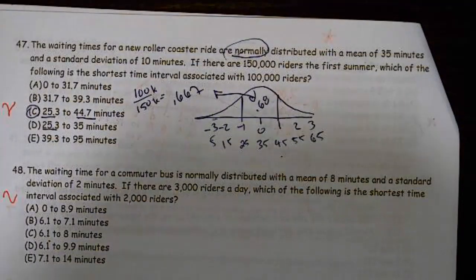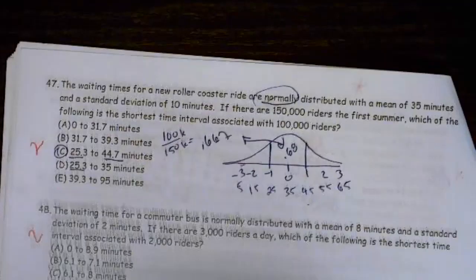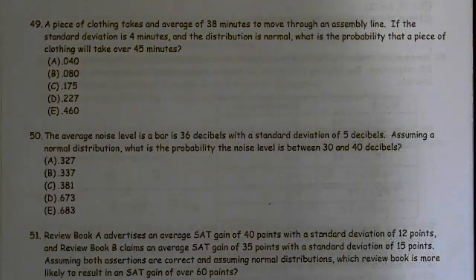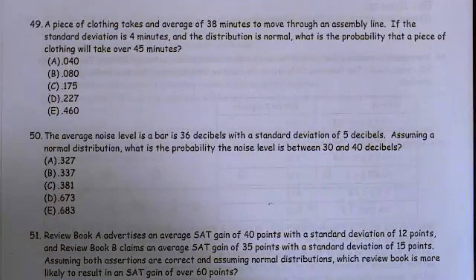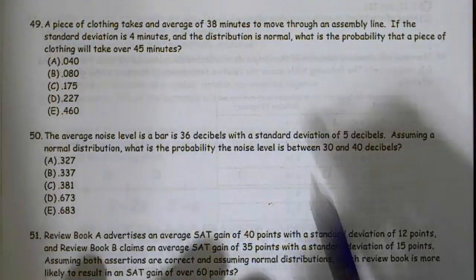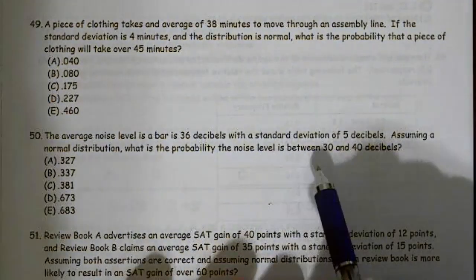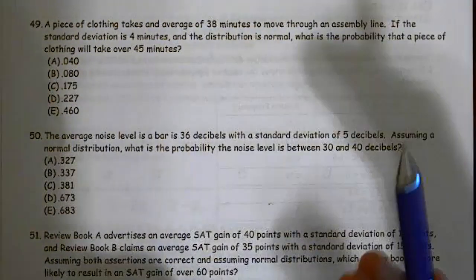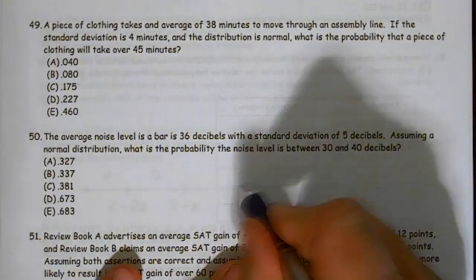Next problem that I want to look at is number 50. The average noise level in a bar is 36 decibels with a standard deviation of 5. Assume a normal distribution. What's the probability of the noise level being between 30 and 40 decibels? Well, once again, please note that what I'm showing you is acceptable for multiple choice. It's not acceptable for free response.